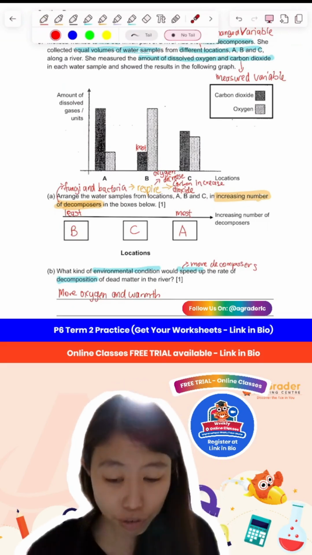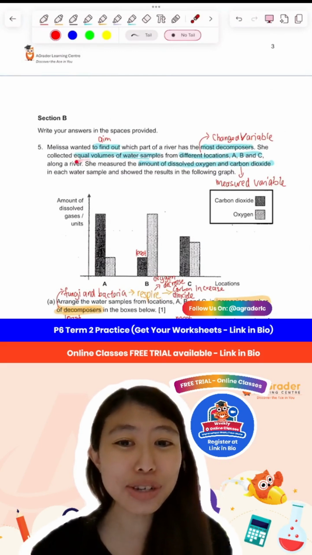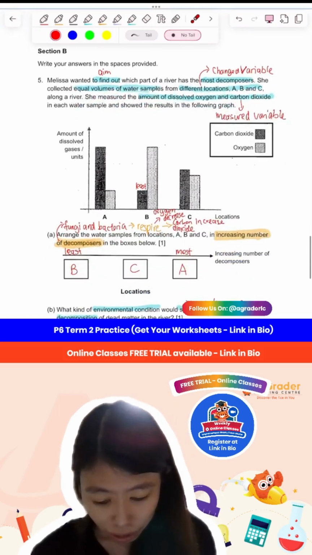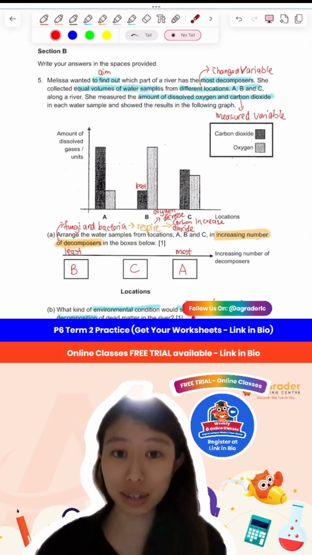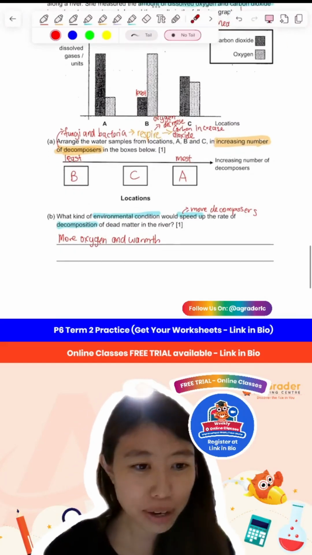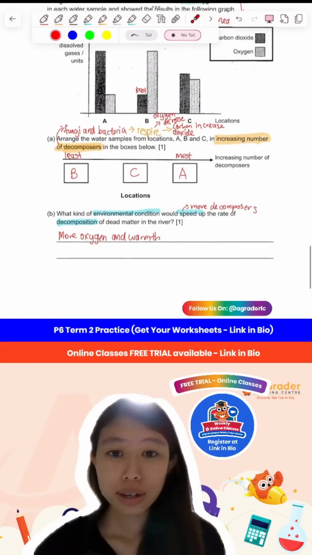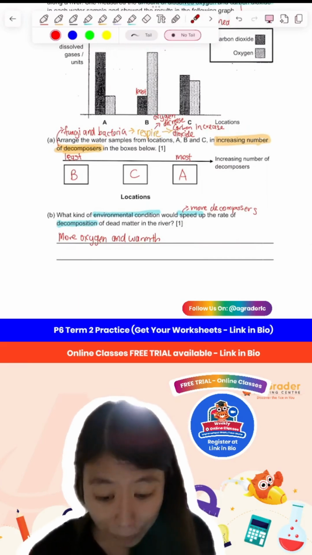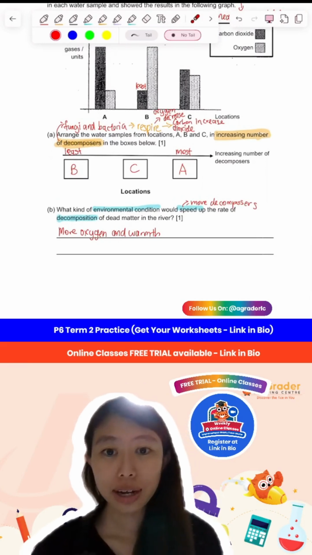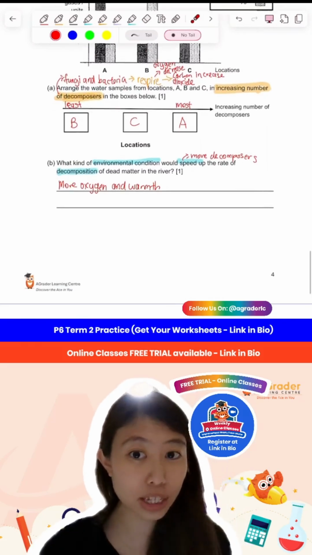But I never write water because this is from the river, so there is already plenty of water. So the only way that I can make it faster would be providing it with more oxygen and warmth. All right? So everybody, I'm going to move on. Darkness is optional. If you write darkness can also, but must have at least these two, because even if it's not dark, fungi can still grow.